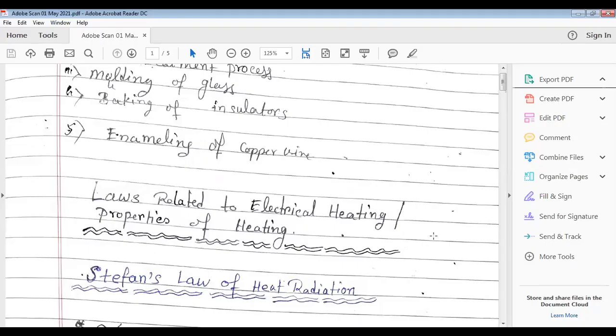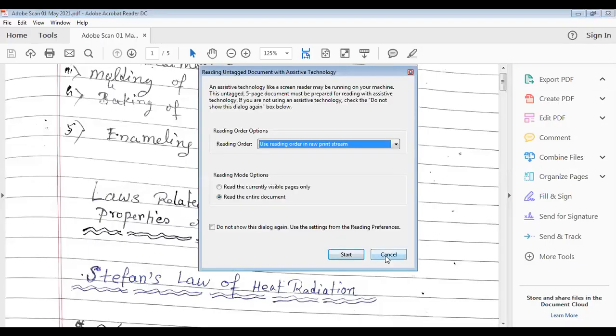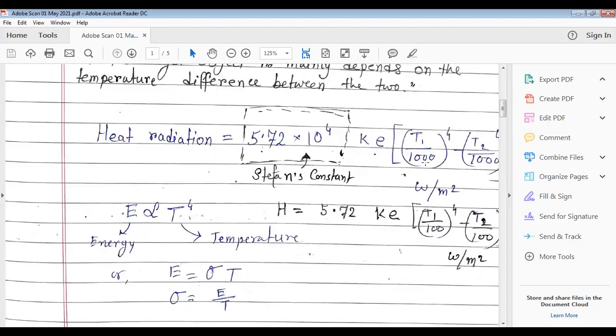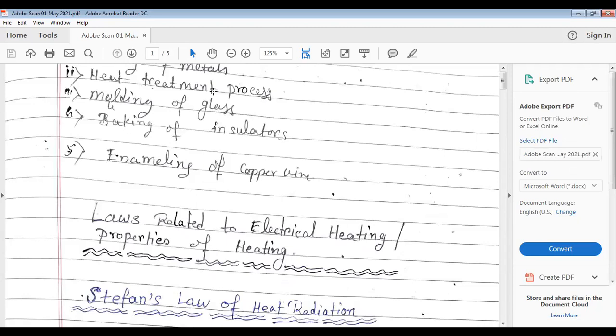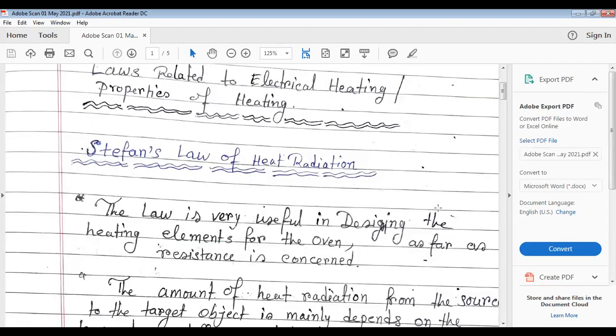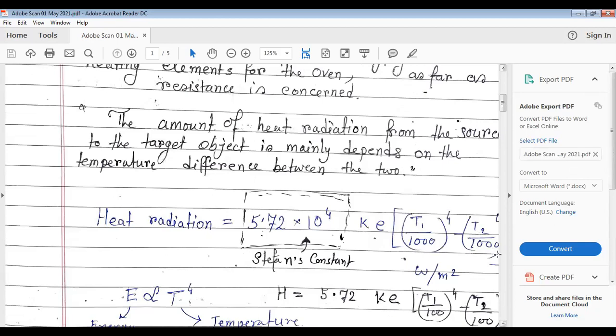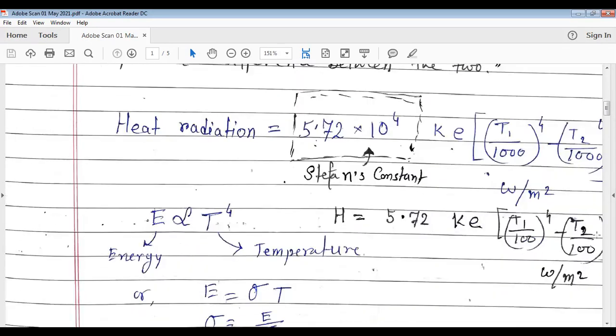If you can see, okay, the formula is not shown properly because some portion is cut. Okay, now it is coming. No, it is not coming again.